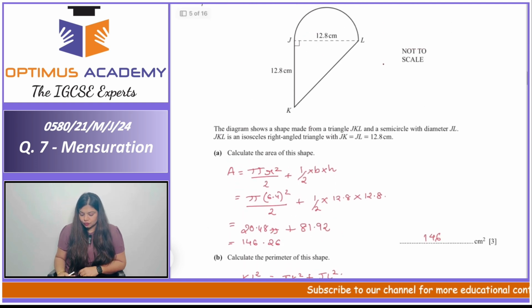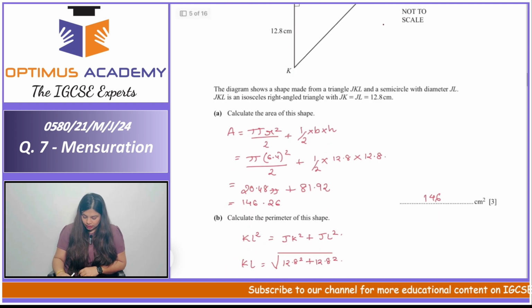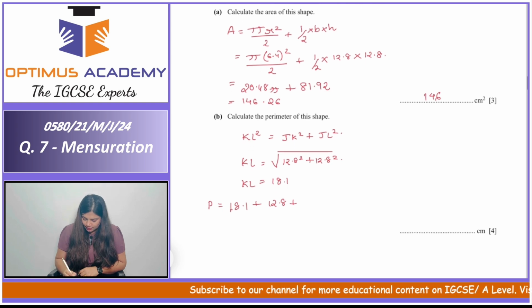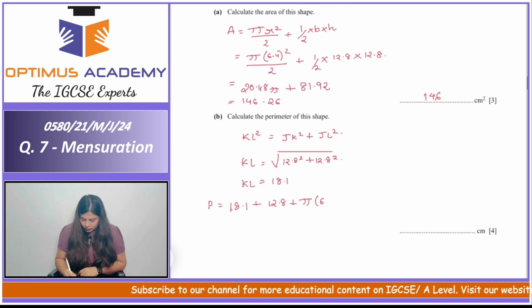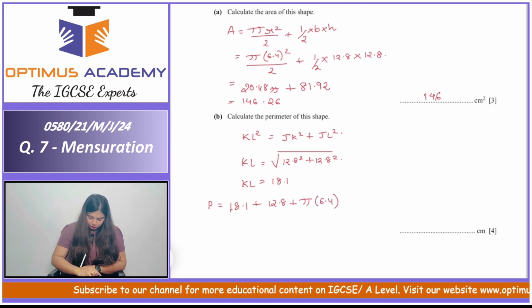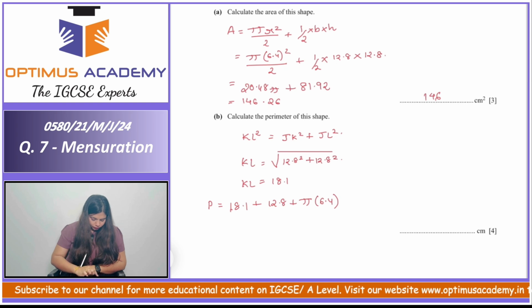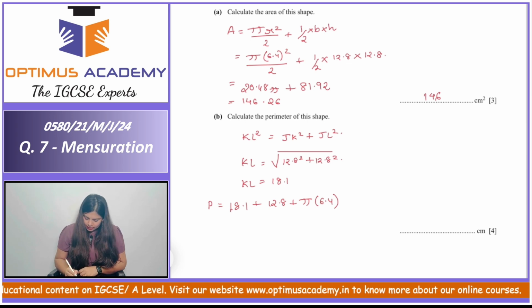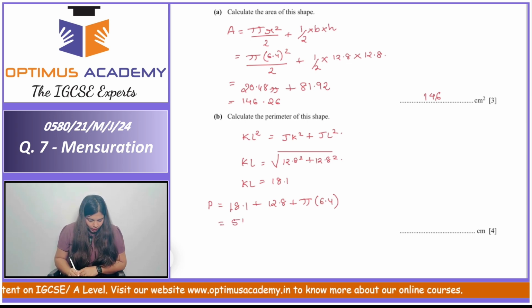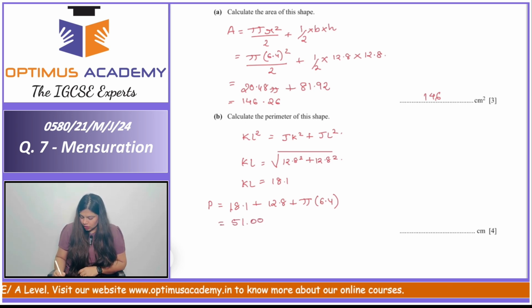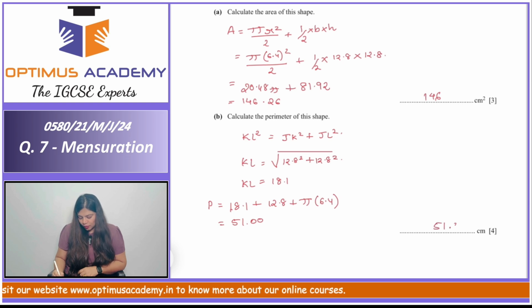Now finding the perimeter, we know we have to add all the sides, that is 18.1 plus 12.8 plus pi r to find the JL value, that is the circumference of the semicircle. So pi into 6.4. And that would give us the answer as 51.00, written in 3SF, 51.0.